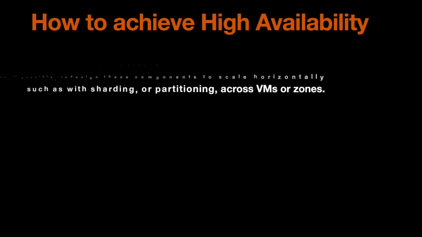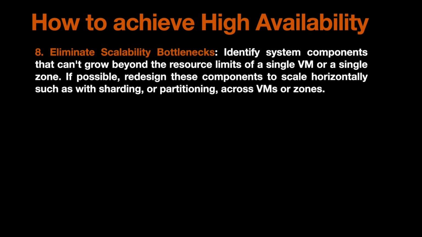Now there are things we can do within our implementation details to make sure our service is highly available to our customers. For example, eliminate the scalability bottlenecks. We need to identify system components that can go beyond the resource limit of a single VM or single zone. If we find something like this, we need to redesign our services so that we can scale horizontally, because this will give us a higher chance of availability. But if we just grow vertically, with everything in one single place or single VM, we still have the risk of failure. We don't want to do that.